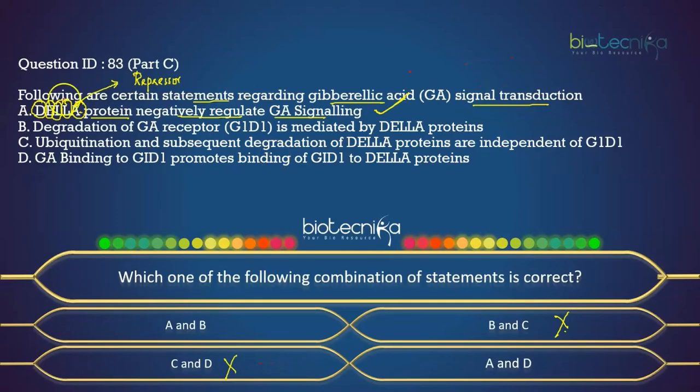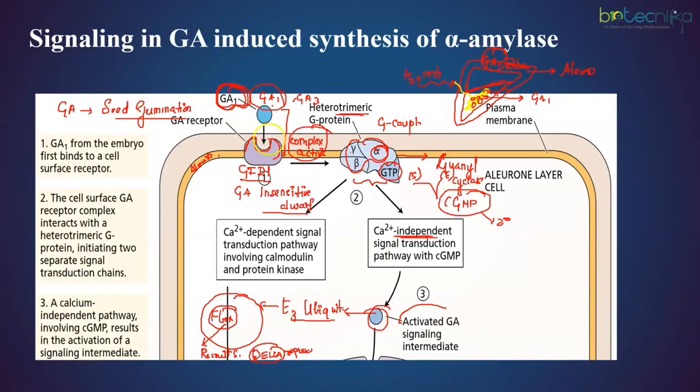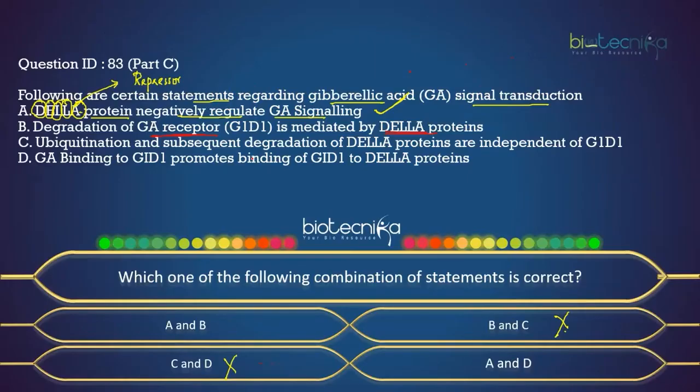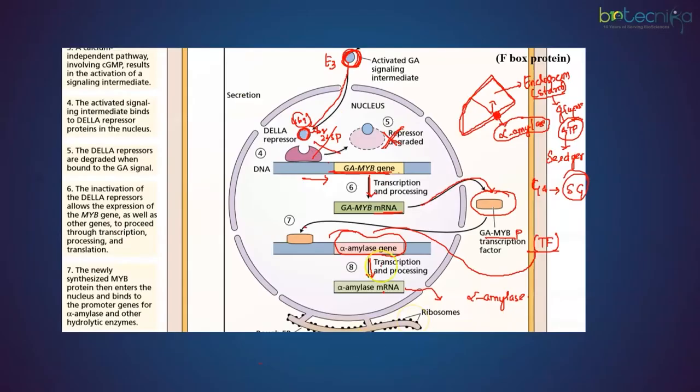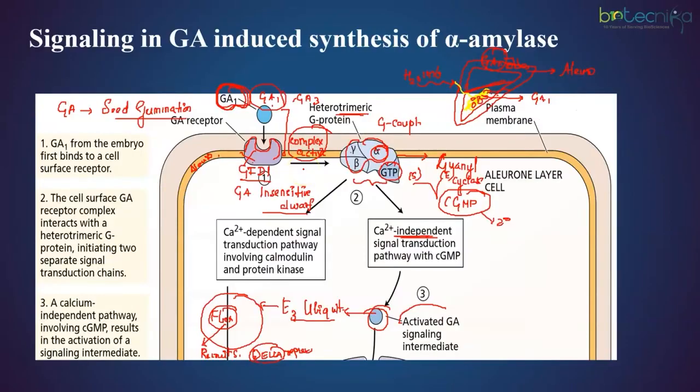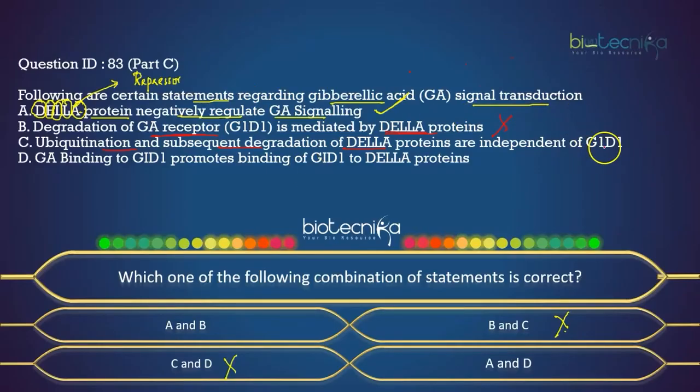So let's check. Degradation of GA receptor is mediated by DELLA protein. No. GA receptor, nothing will be degraded here. DELLA is not coming here. DELLA is actually in the nucleus. So nothing to do here. This is a wrong statement. The next one, ubiquitination and subsequent degradation of DELLA protein. Who is degrading it? E3. So E3 is coming here, and this E3 is degrading this DELLA protein. Is actually independent of GID1.